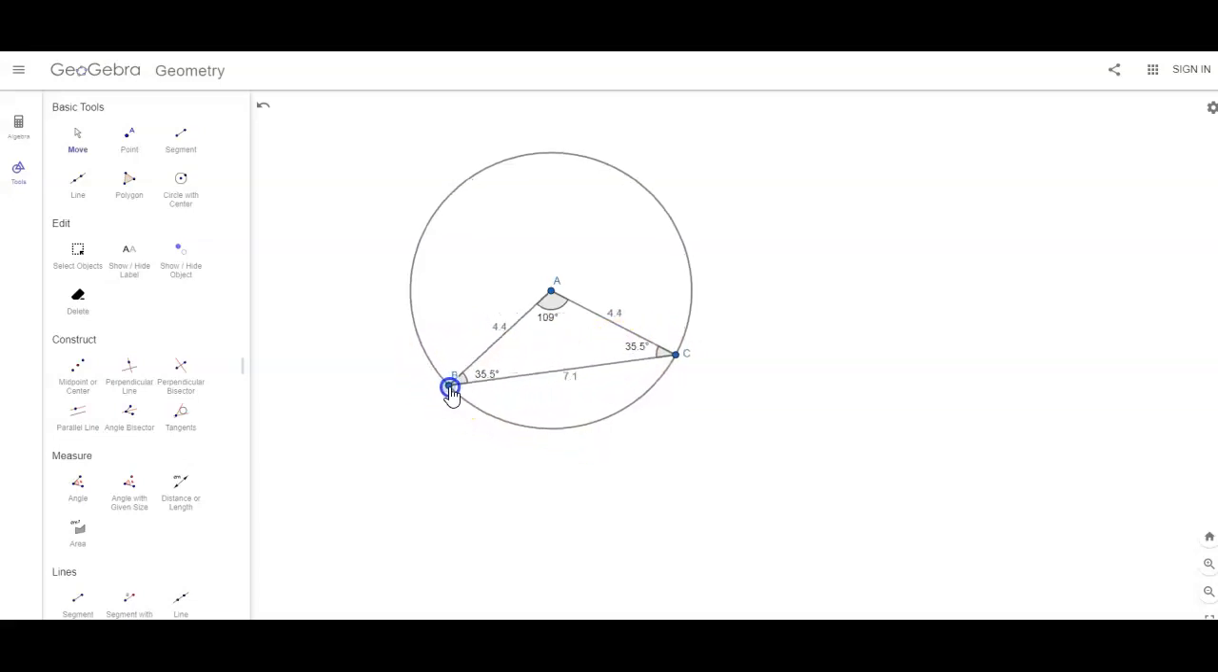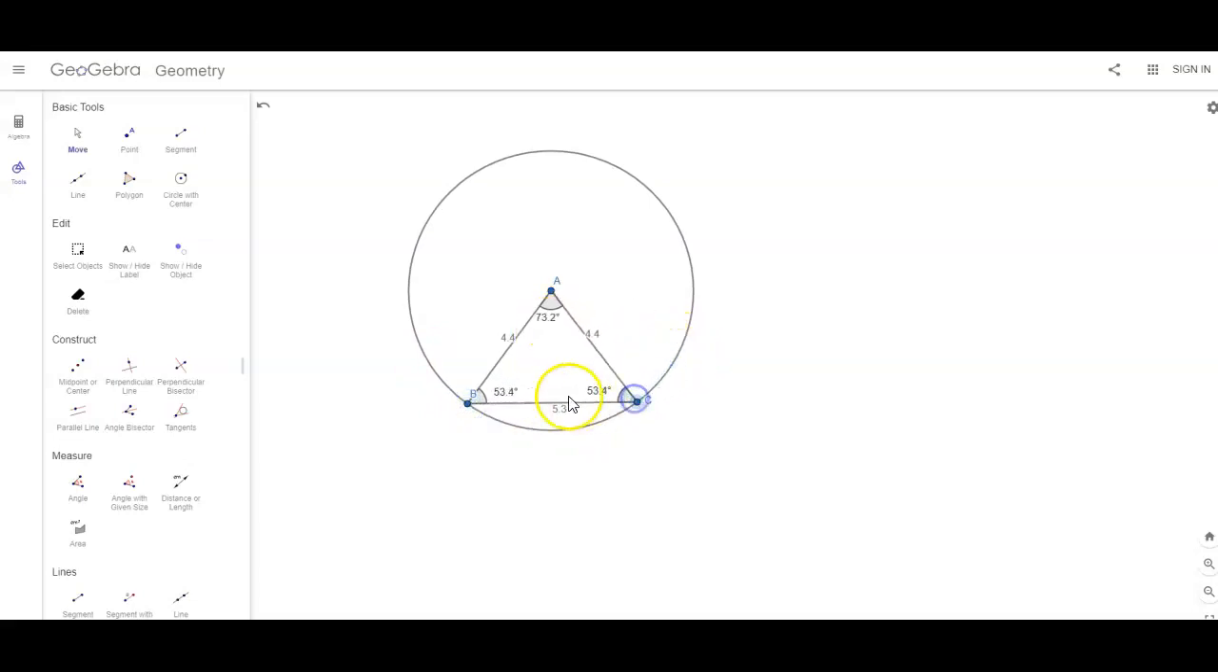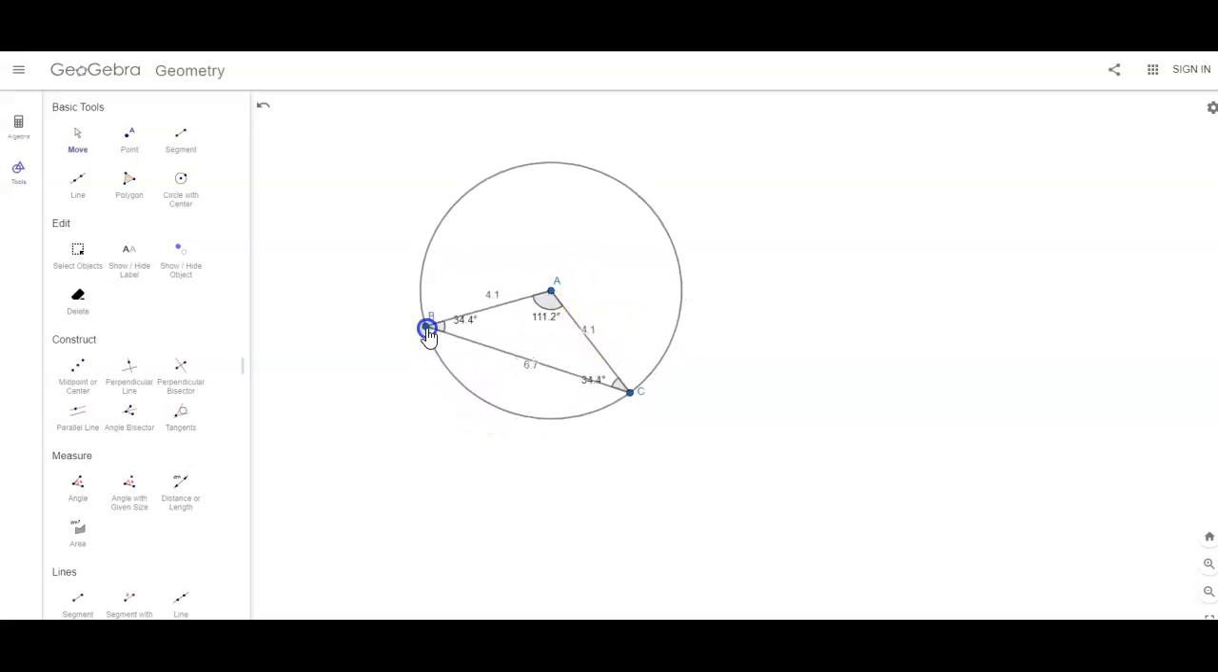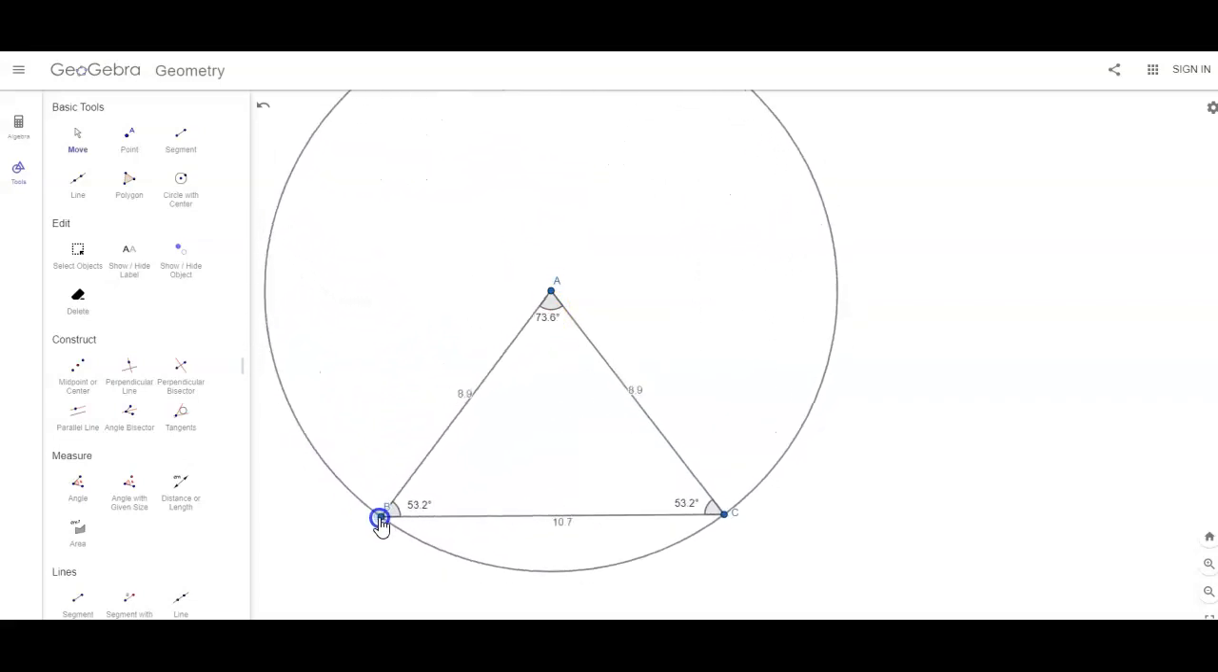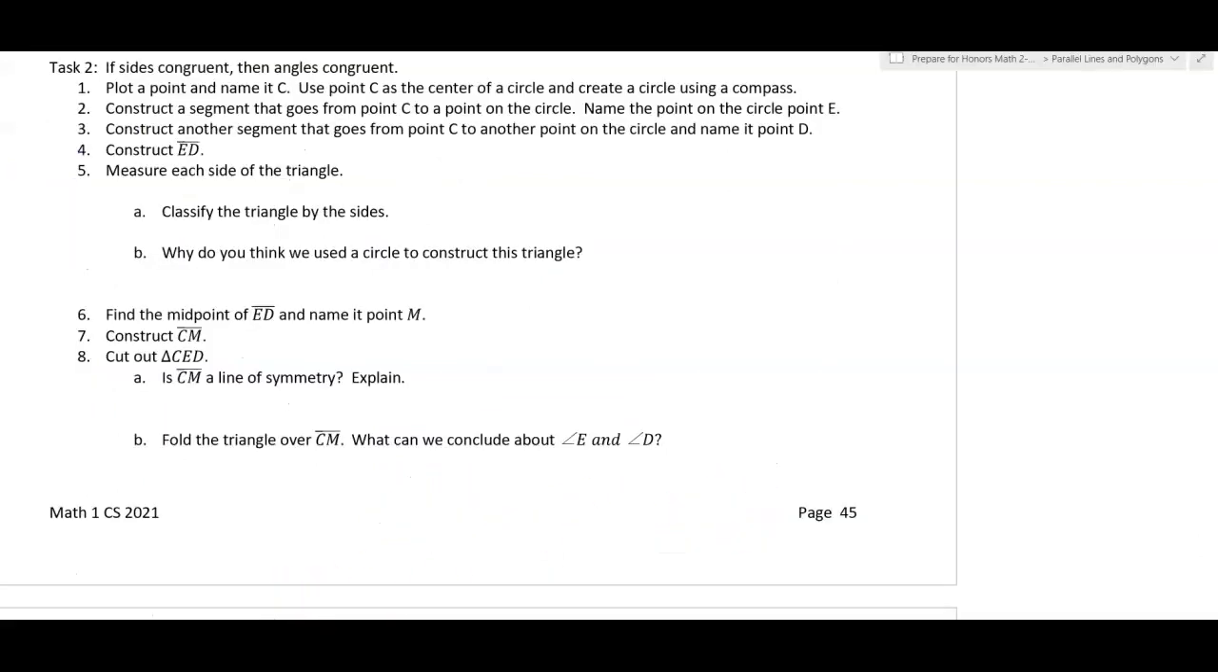And no matter what, as I move this around, if I change the size of it, the base angles remain congruent, remains an isosceles triangle. And the vertex angle will change also. So if I look here, no matter what I do to this isosceles triangle, how big or small I make it, the base angles will always be congruent.